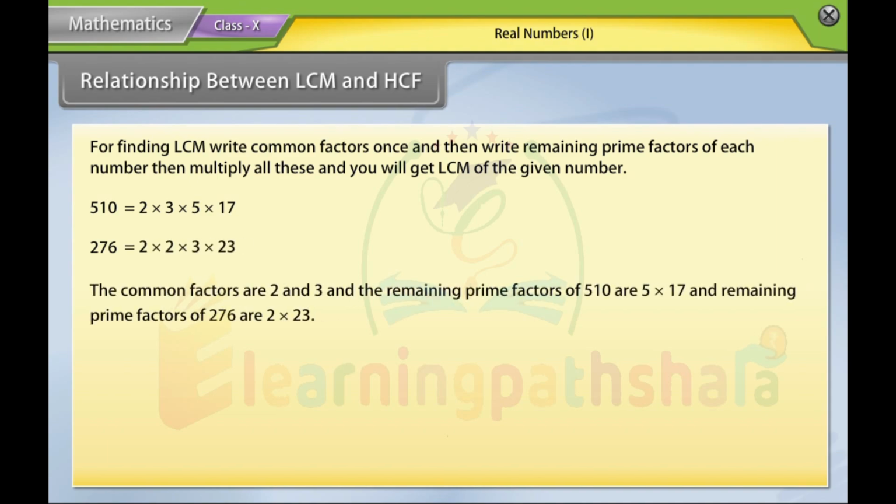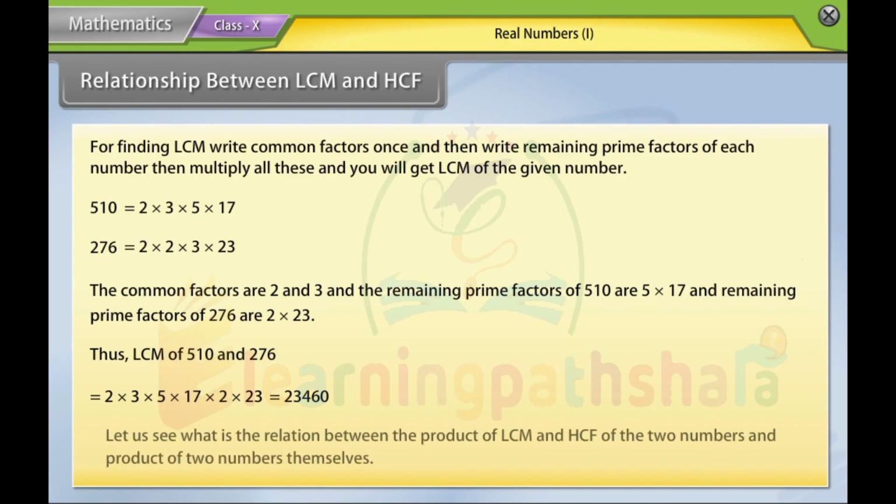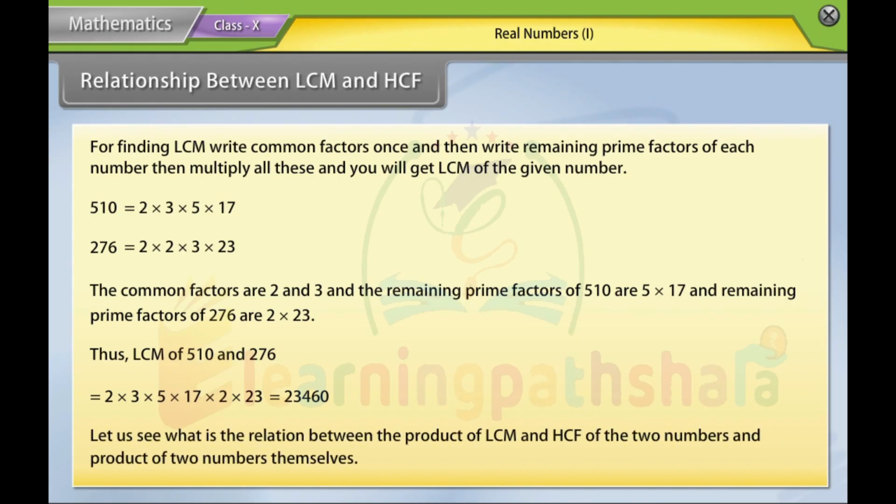276 is equal to 2 into 2 into 3 into 23. The common factors are 2 and 3, and the remaining prime factors of 510 are 5 into 17 and remaining prime factors of 276 are 2 into 23. Thus, LCM of 510 and 276 is equal to 2 into 3 into 5 into 17 into 2 into 23 equals 23,460.